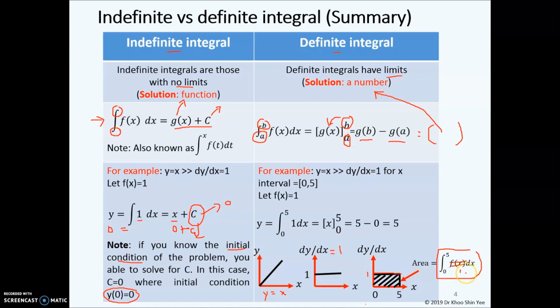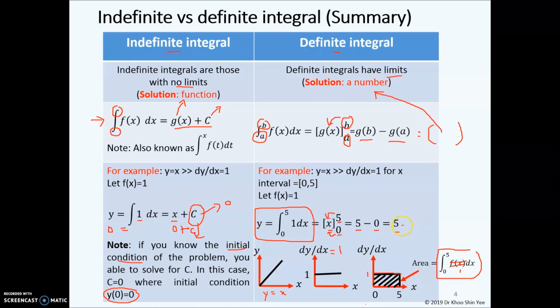So let's try to solve this problem. So y is equal to this. So 1, after we integrate, we get x, and the lower and upper limits are written here. Substitute your upper limit 5, you get this, and minus 1 substituted with the lower limit 0. In the end, you get 5.